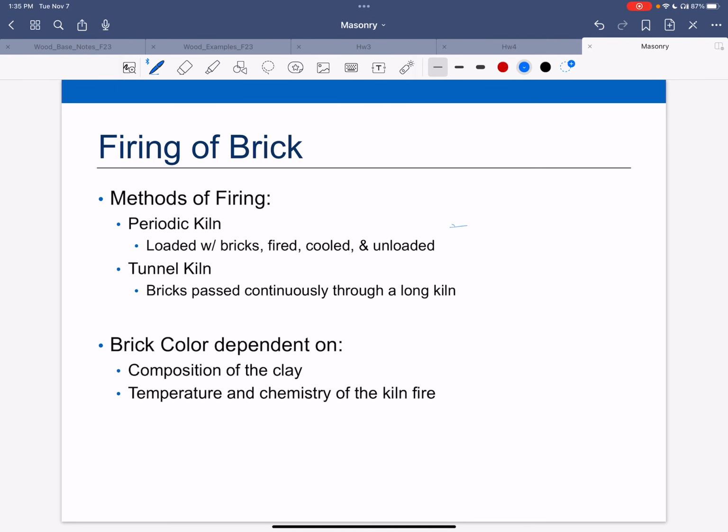Firing, you can have a kiln where you basically do the process like you would a ceramic piece, where you fire it, cool it, and go through the whole cycle for a load of bricks, or the tunnel where they're passed through continuously, and that's obviously a faster process and more of an assembly line type process. Your color of bricks varies, so some of that's the clay that's in the brick, the chemistry and temperature of the kiln fire, and then you can be intentional about the composition so that you can get kind of the blonde brick or the red brick, but there's still variations even within that.